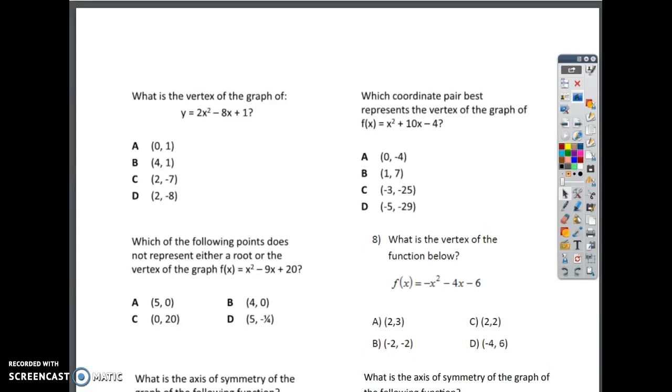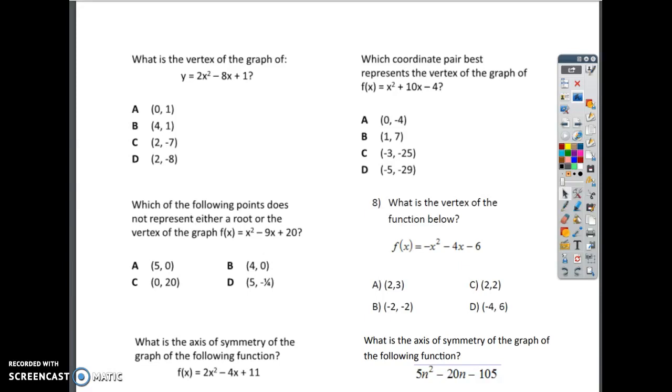Okay, on this page, I'm going to help you with a few in the front and a few in the back to get you started. They're not numbered, so I'll just call this one 1, 2, 3, 4. I'm going to help you with number 2 and number 3 on the front page.